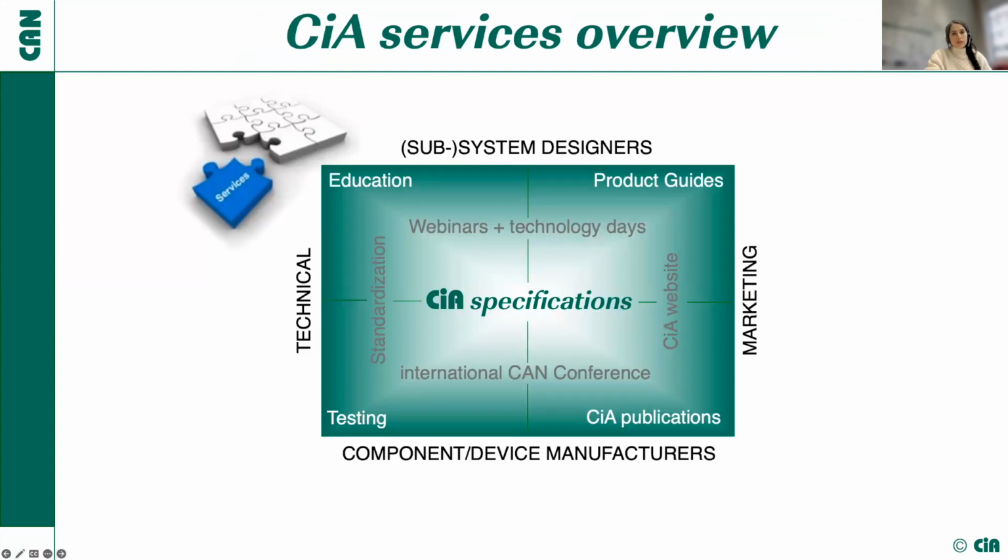What are CiA's services? Our main service is the CiA specifications that we provide to our members as well as non-members. Around the specifications, we offer technical services like seminars, and on the marketing side, we discuss them in the CiA publications like the CAN Newsletter.